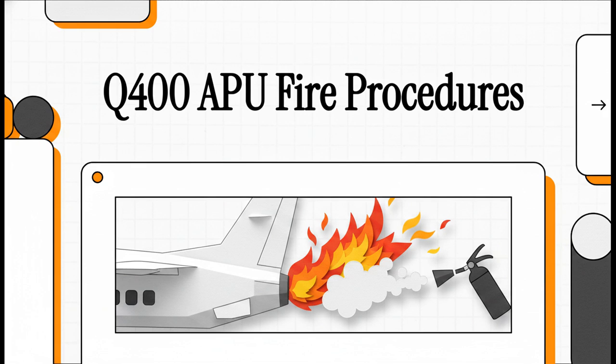In aviation emergencies, there's just no room for improvisation. Following the exact sequence of events is literally the definitive line between a contained incident and a total disaster. So lock in, because we're going step by step through the manual.